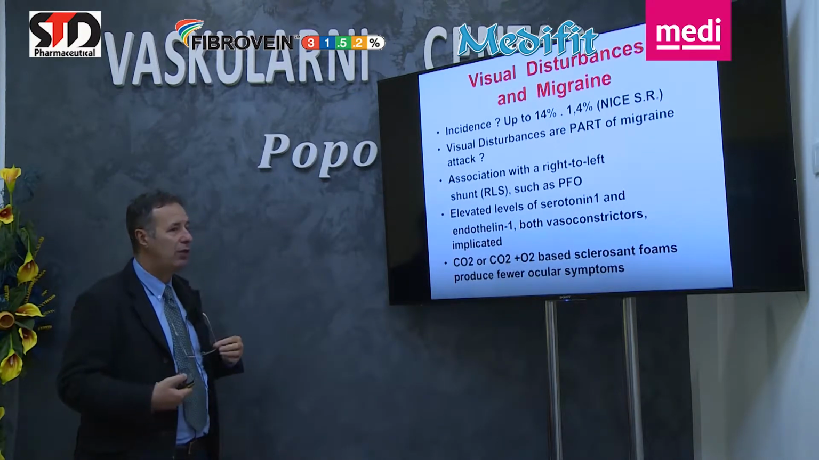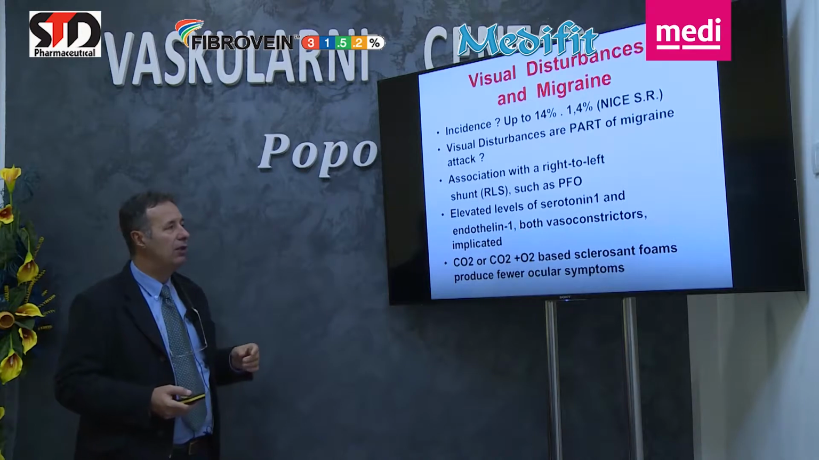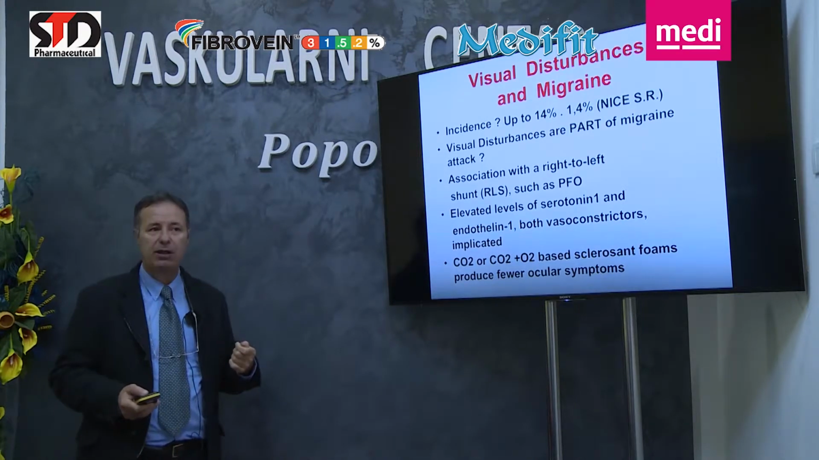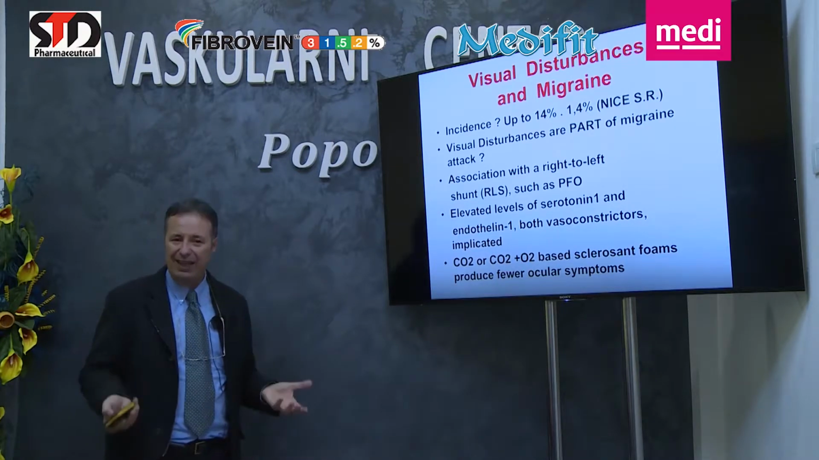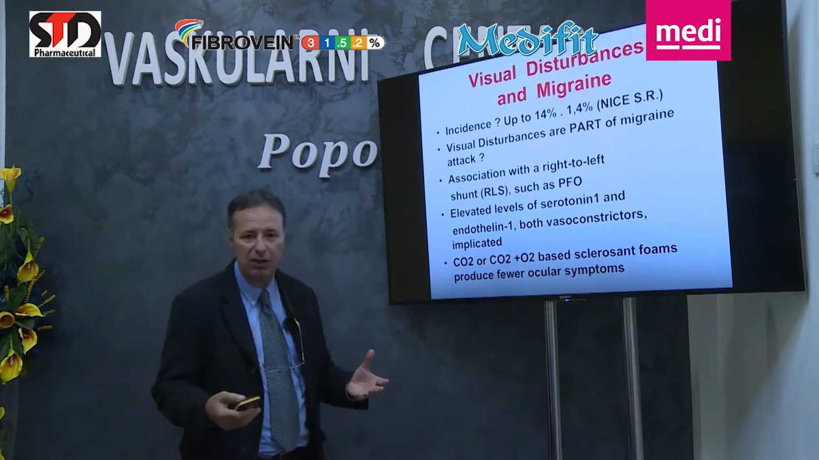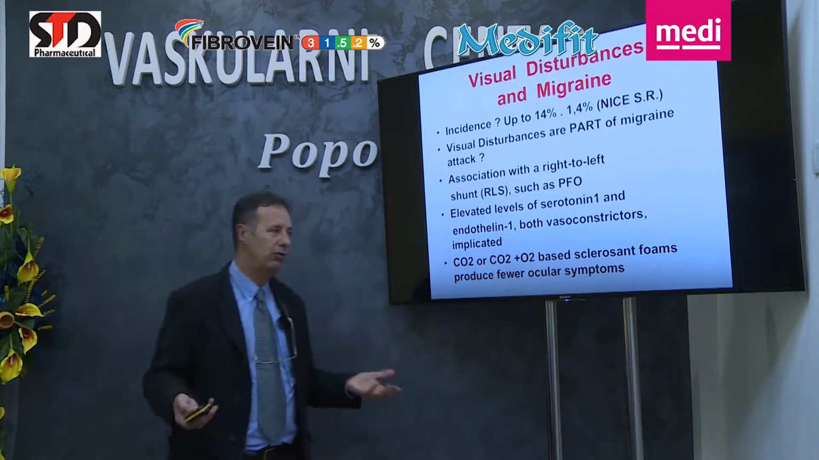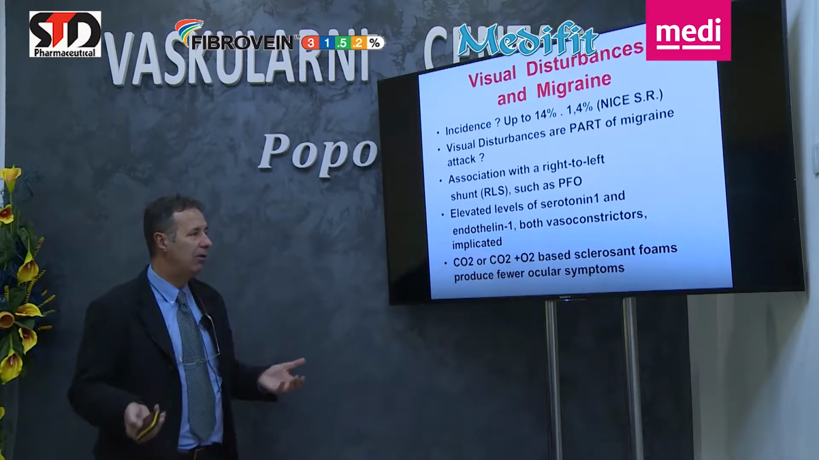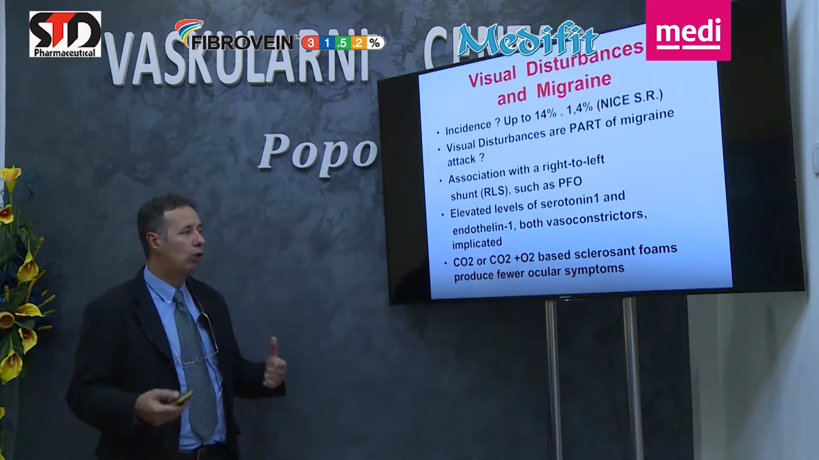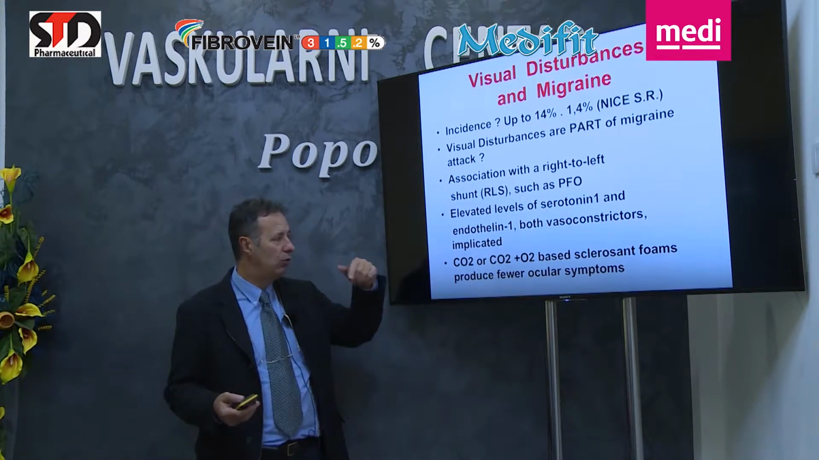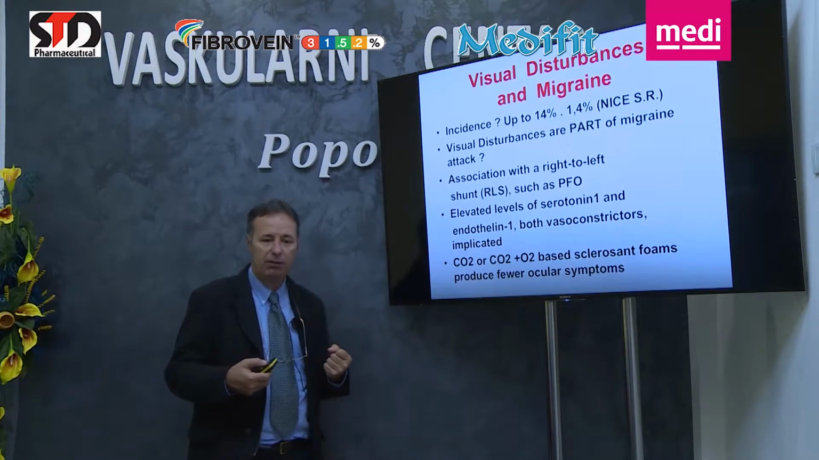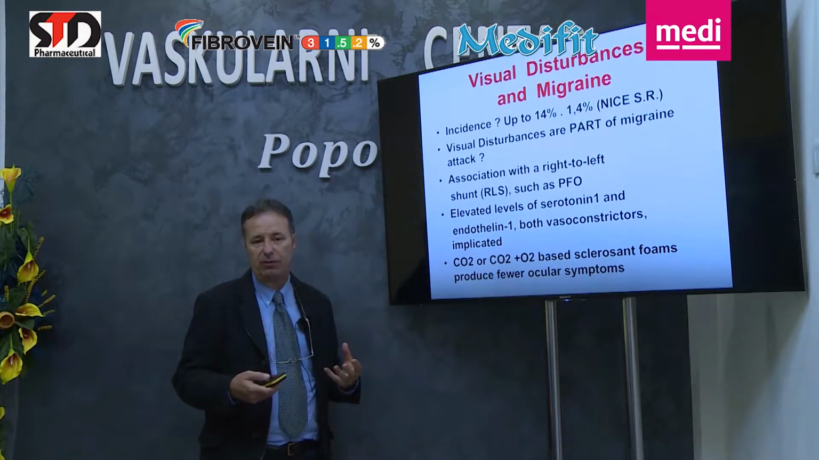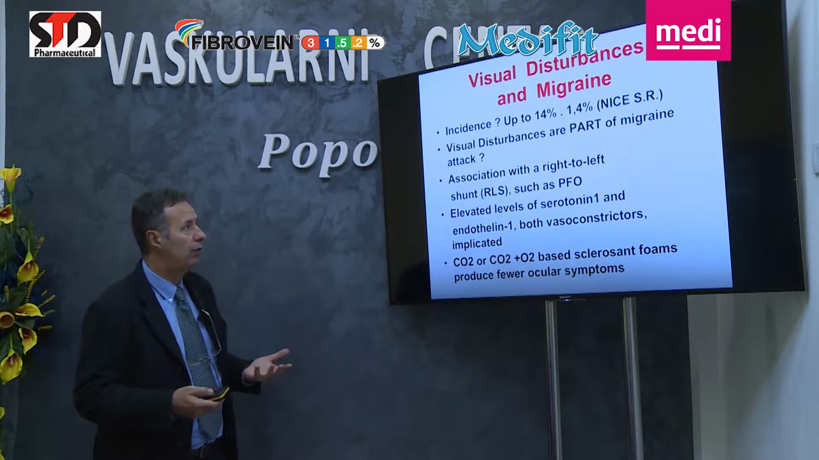Someone such as Frullini spoke about endothelin. I would speak about histamine and other endothelial mediators which are released during any inflammation, such as sclerotherapy. They may be vasoconstrictors. What we know is that with CO2 or CO2 plus O2, we reduce the visual disturbances. This is what we know from literature.